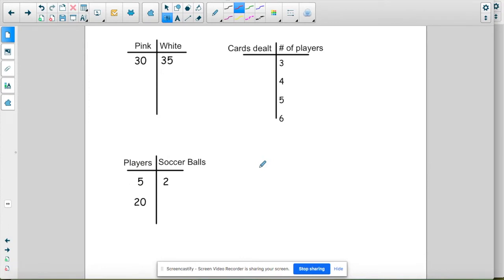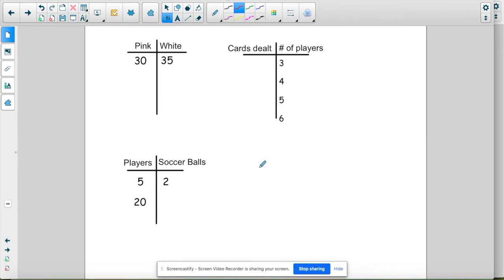Let's look at a few of the questions from the textbook, and we'll go over a couple of them together. On page 326, let's look at question 4. The table shows the number of beads used to make a necklace. So this particular necklace had 30 pink beads and 35 white beads. Ginger wants to make a smaller necklace, but using the same ratio of pink to white beads. How many different necklaces could Ginger make? And how do you know?